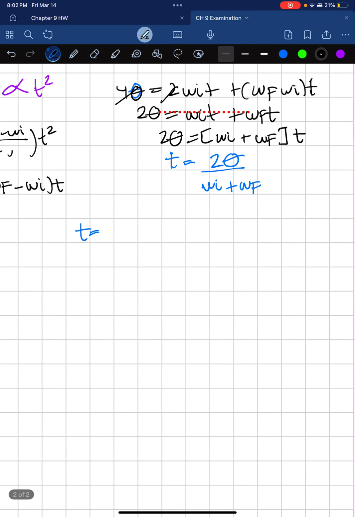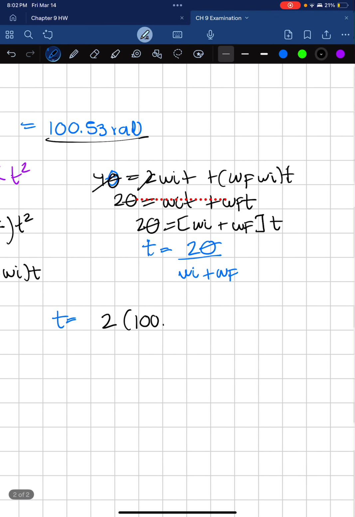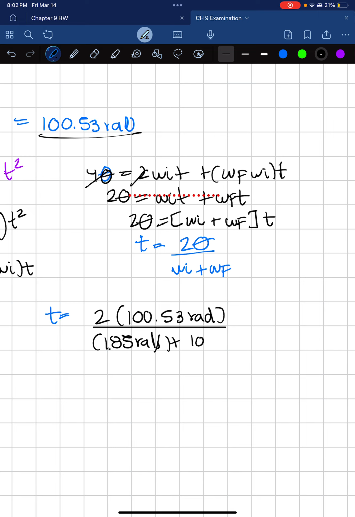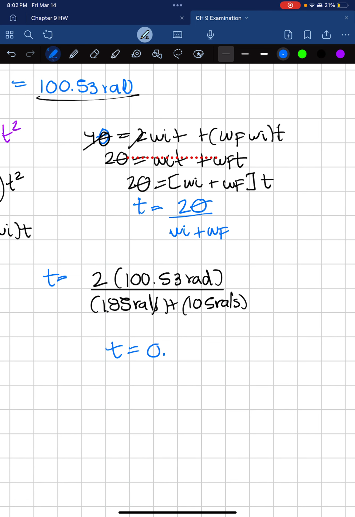So what's time going to be? 2 times the angular displacement we got from converting those 16 revolutions, 153 radians, over the sum of the velocities they gave us, which is 185 plus 105 radians per second. When we go ahead and do this, we find that our time is going to be 0.693 seconds. That's going to be it for part F.